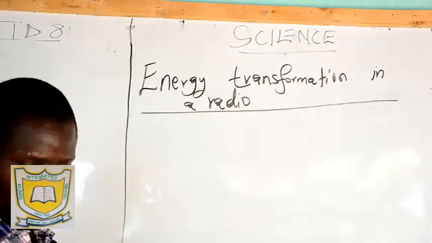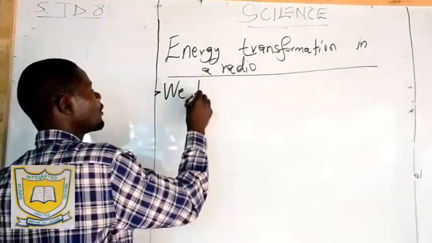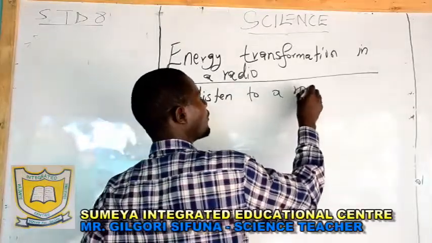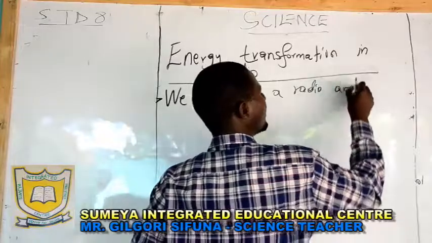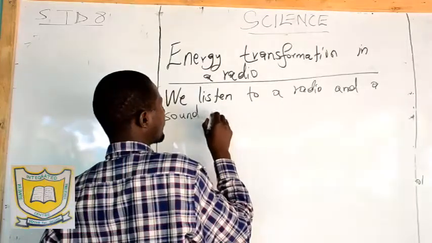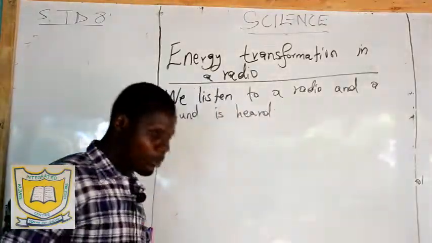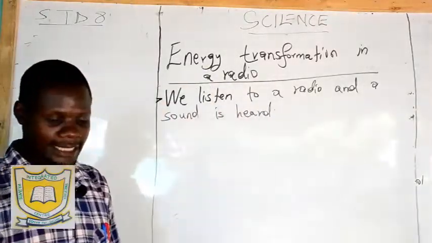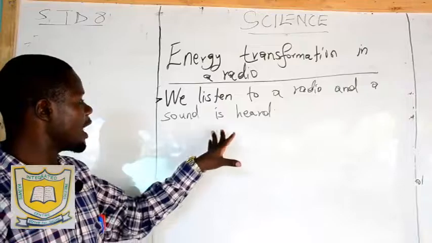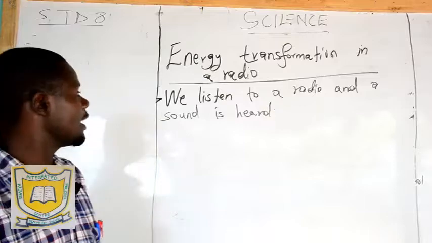We listen to a radio and a sound is heard. When you have completed the circuit of the radio, you find that there is a sound of people speaking or music playing. You find this sound is produced because there is energy transformation in the radio circuit.